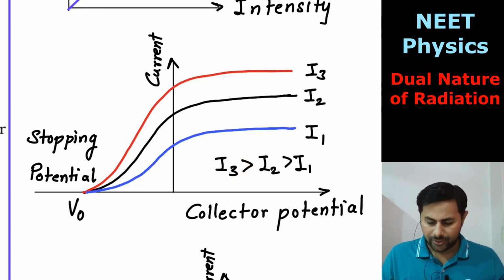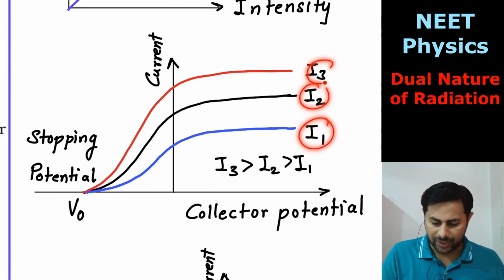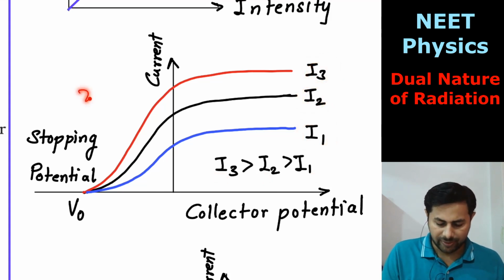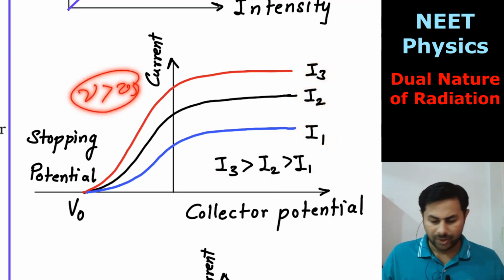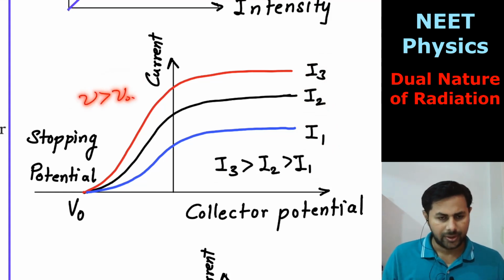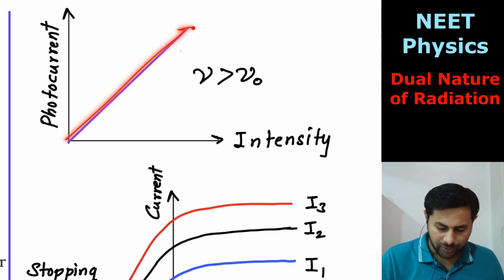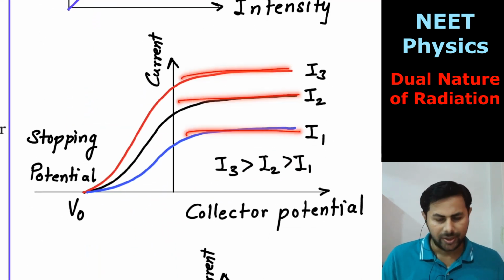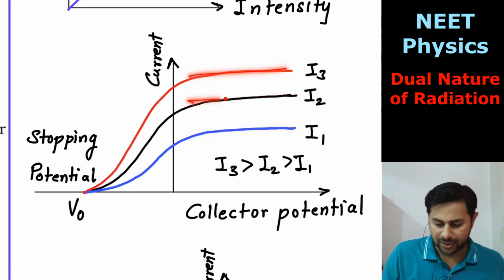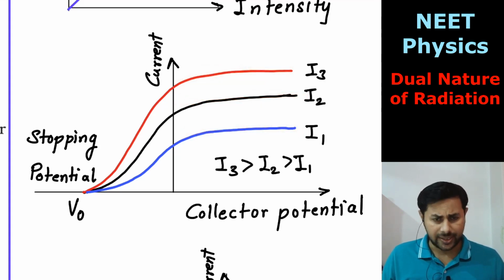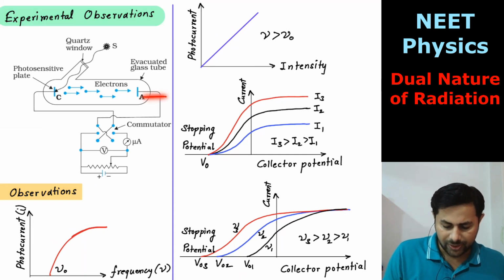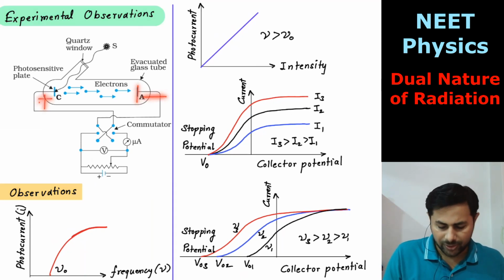You choose different intensities I1, I2, I3, with I3 greater than I2 greater than I1. Frequency is constant; frequency nu is greater than nu naught. We have seen that photocurrent is directly proportional to intensity, so if intensity is greater, the current will be more. So the current for I3 is greater than the current for I2, which is greater than the current for I1. But now when you apply negative potential to the anode and positive potential to the cathode, what will happen?